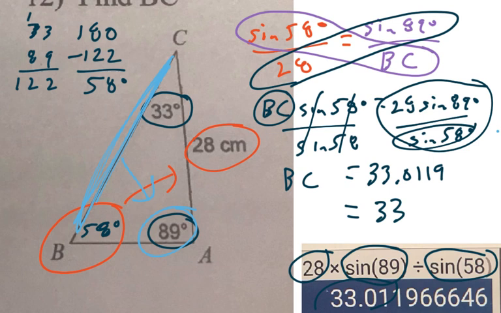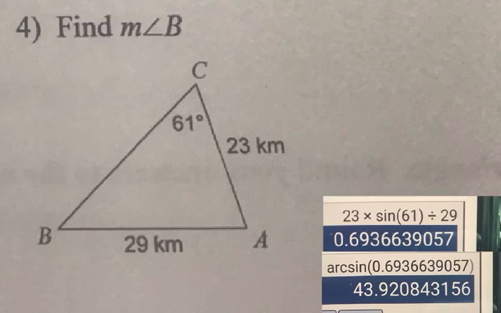It's not degrees, it's a distance. Oops, messed that one up a little bit. There we go. So again, BC comes out to be approximately 33. All right, now that's finding a missing side. Let's do another one or two with a missing angle.